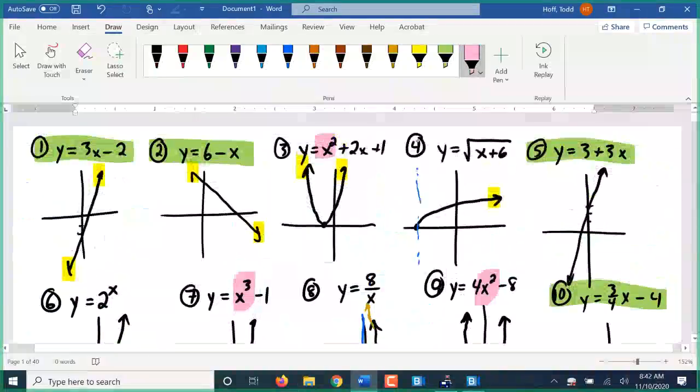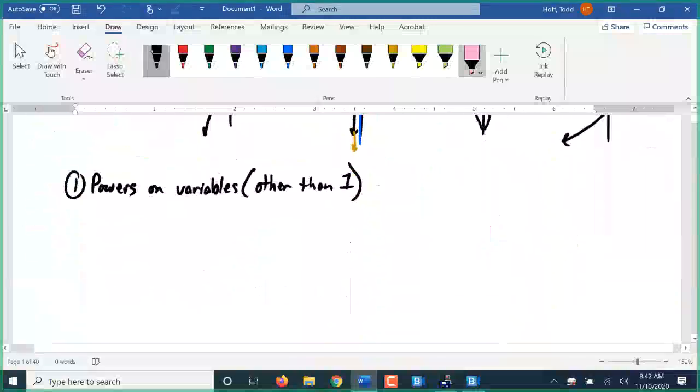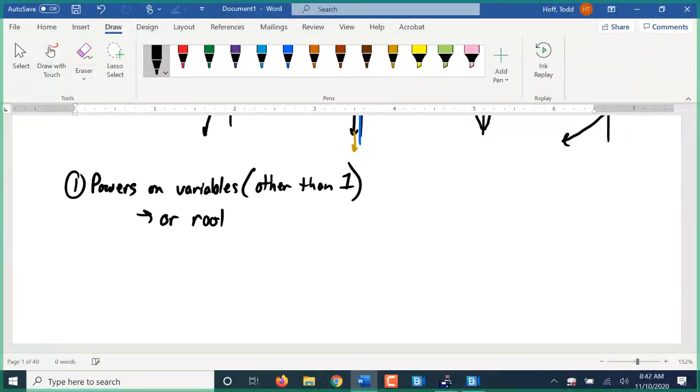Now this one right here, we're going to throw in the same category. We talked about exponents, including both powers and roots. That gets included with these powers. So the variable inside a square root is the same as having a power on it other than 1.